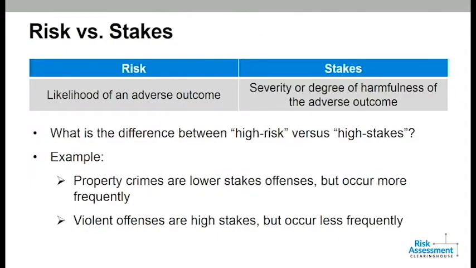In addition to defining what we mean by risk in the justice context, it's important to distinguish between the concepts of risk and stakes. When we talk about risk in the context of risk assessment, it generally means how likely a bad outcome is to happen, but not necessarily how bad the outcome might be. By contrast, stakes refers to the severity of offense and how damaging it might be. Violent and sexual offending are the highest stakes types of offending because of the degree of harm they cause. Property crimes happen more frequently, but are generally considered much lower stakes. There are risk assessment tools that specifically measure the risk of high stakes offending, for example, for violent or sexual offending.